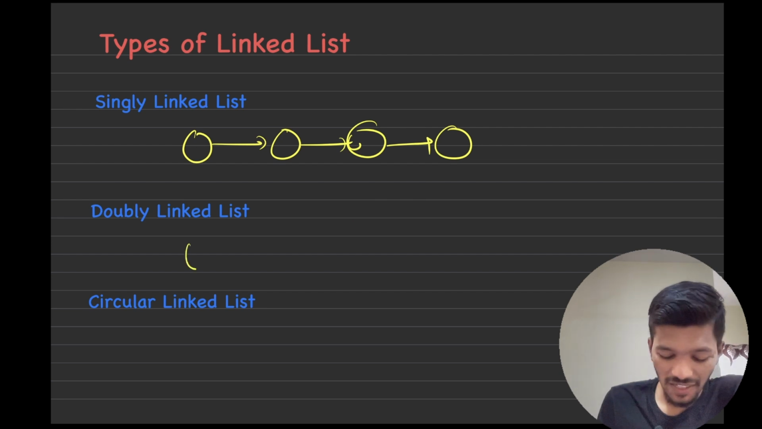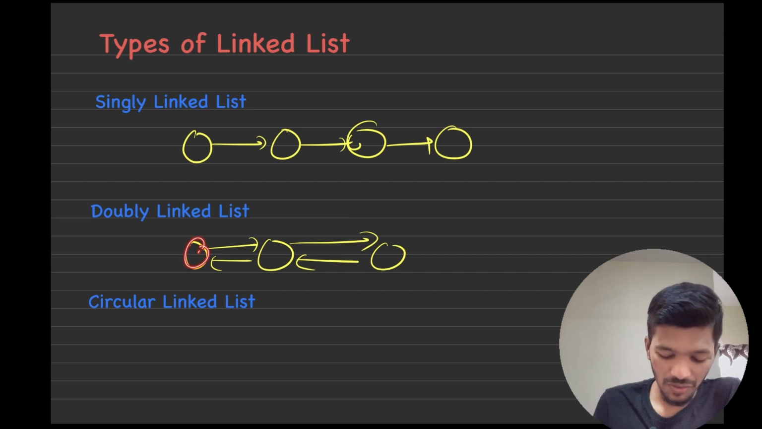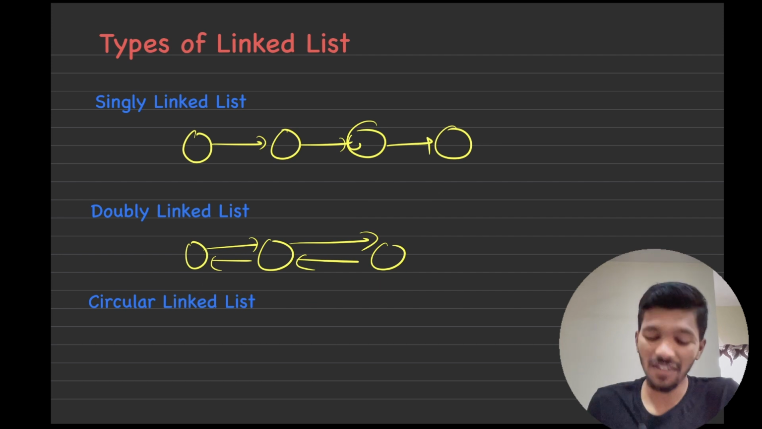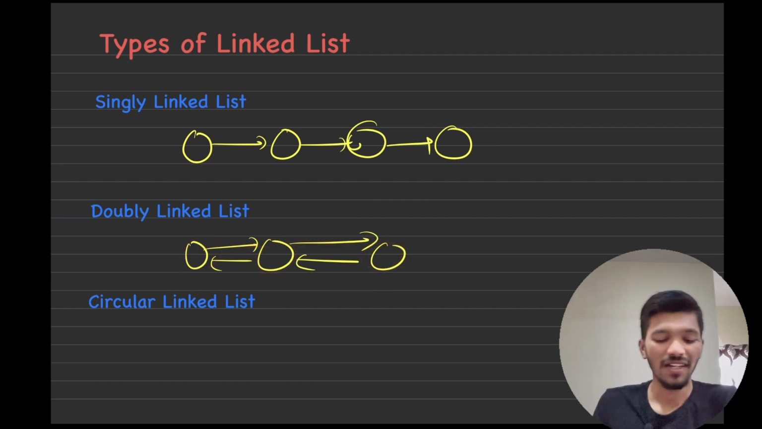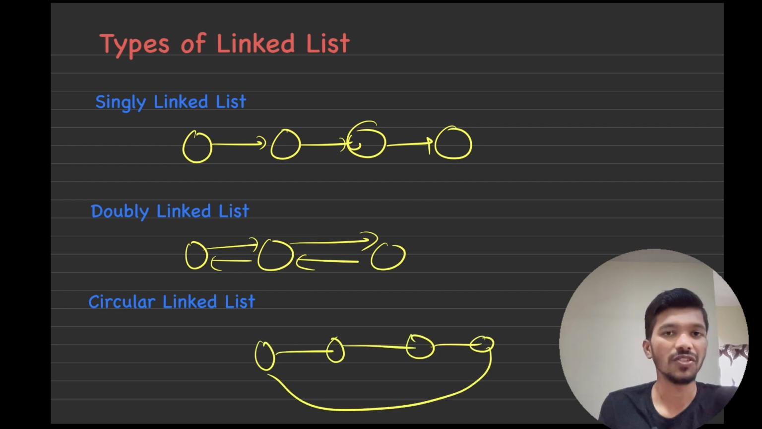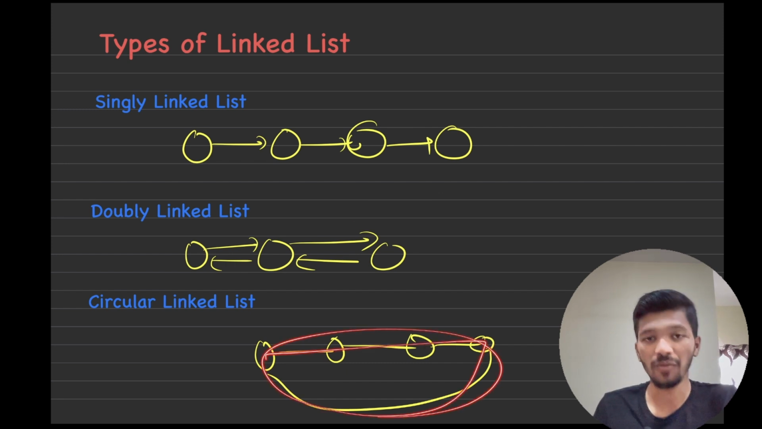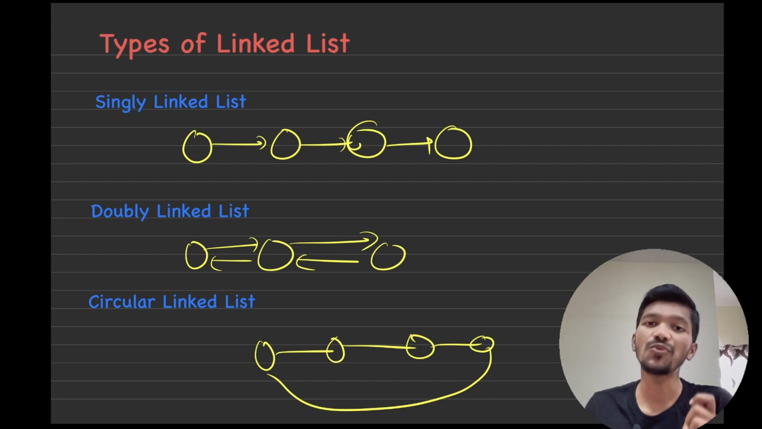A doubly linked list says that all the nodes store the address of the previous node as well as the next node. See, I'm able to move from this node till this node, and also I'm able to move from the last node till the first node, because every node stores the address of its next node and its previous node as well. And a circular linked list says that my last node stores the address of the first node, which means I can move in a circular order. So these are the 3 types of linked lists we are going to see.